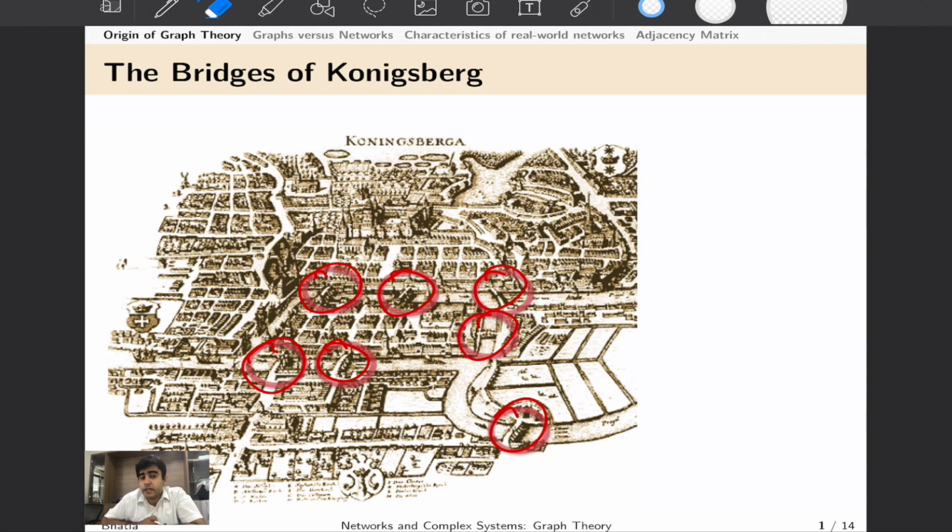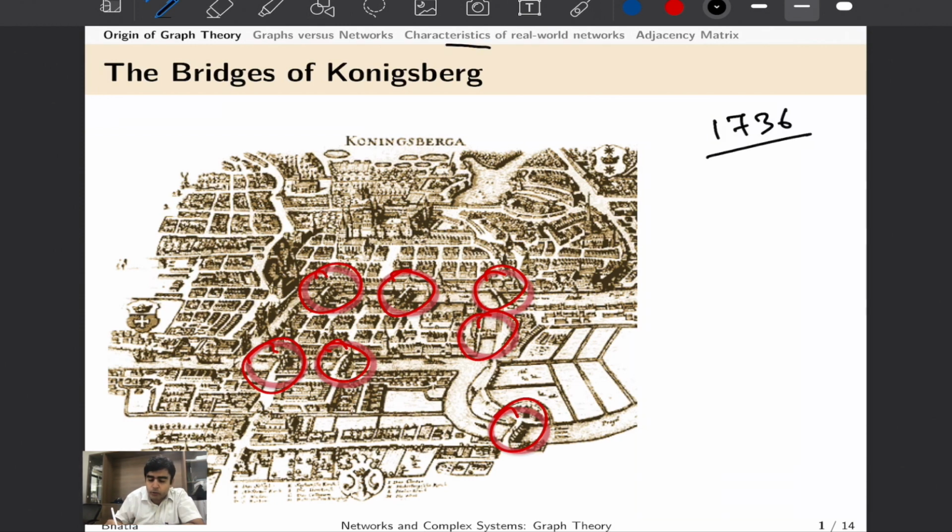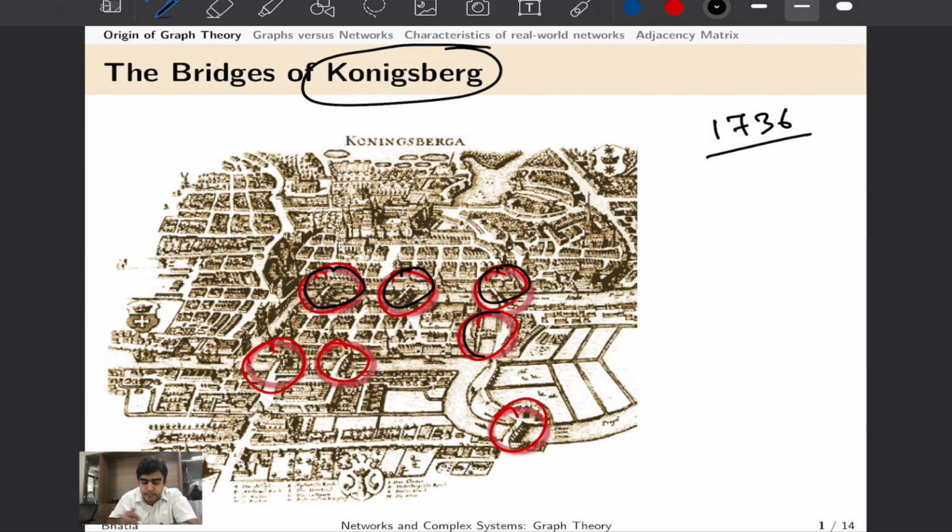As I mentioned, it's the mathematical scaffold behind network science, and the root of origin of graph theory goes back to 1736 in the city of Konigsberg. Konigsberg was a thriving city in present-day Russia, and to facilitate movement of ships and trade, the city decided to build 7 bridges across the river flowing through the city. This construction of 7 bridges gave rise to an interesting problem.